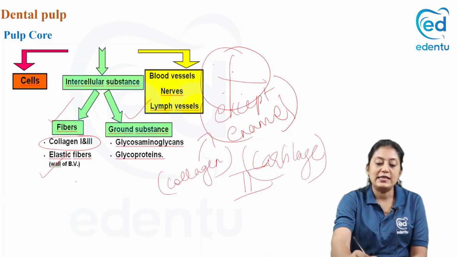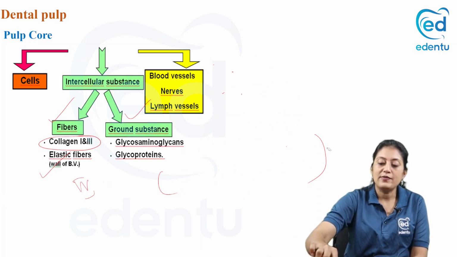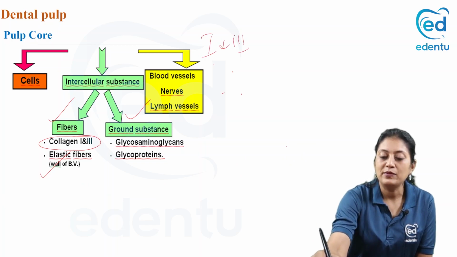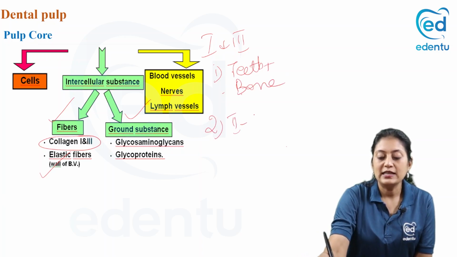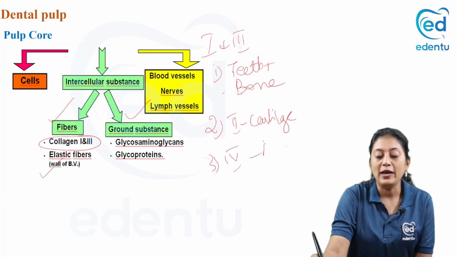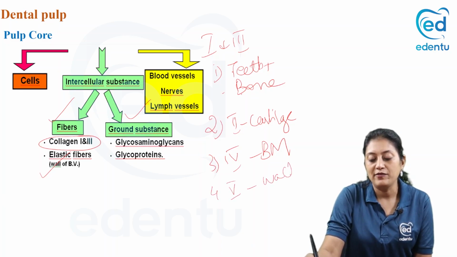Type 4 is seen in basement membrane. So all this is very, very important from an exam point of view. Type 1 and type 3 will be seen in teeth and bone except enamel. Type 2 is seen in cartilage. Type 4 is seen in basement membrane. Okay. Type 5 is seen in walls of blood vessels. So this is very important.